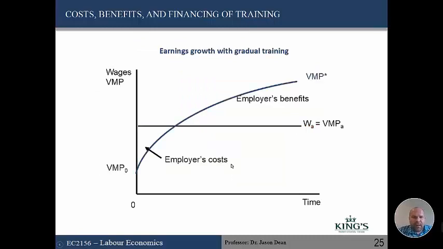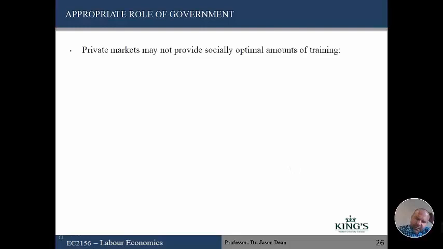And so if we look at earnings growth with gradual training, instead of the discrete jumps like we had in the last diagram, we have a smooth curve, and we would have something that looks like this. Overall, the conclusions would be the same. Okay, now let's think about how the government comes into play here.